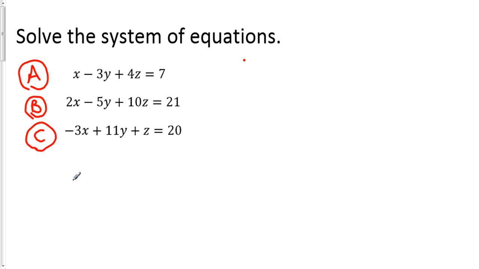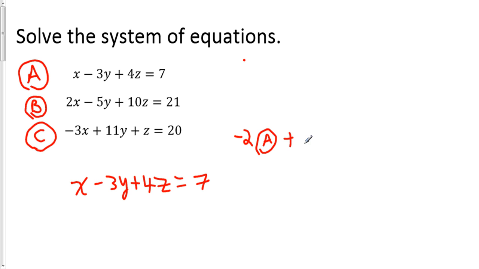So first, equation A is going to stay the same. x minus 3y plus 4z is equal to 7. Now what I'm going to do is take -2, multiply it by equation A, and add the result to equation B. And that's what I'm going to use for my new second row.